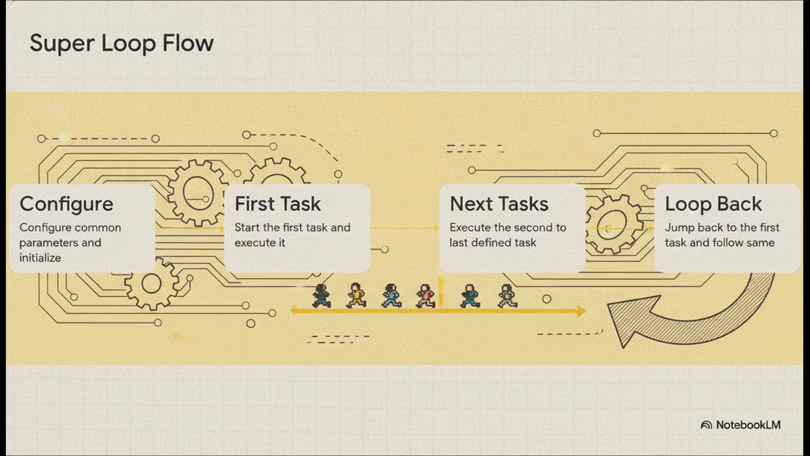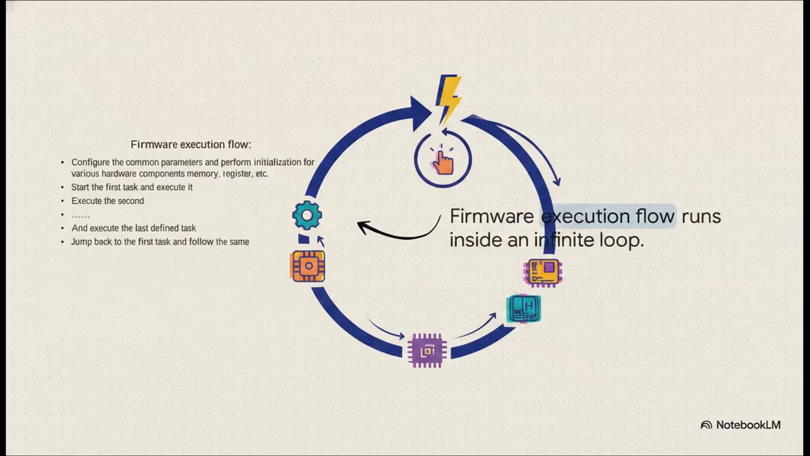First, the system configures its common parameters and initializes the hardware components. Then, it starts the first task, executes the second, marches all the way down to the last defined task, and finally, jumps right back to the very first task to do the whole thing over again. It's a continuous, infinite loop. Now, what's really interesting about this slide is how it shows the only way to actually break out of this infinite loop: a hardware interrupt. If an interrupt happens, the routine hits pause, temporarily suspends the current task, handles whatever the interrupt was, and then drops right back to the exact point where it left off to keep the loop going.